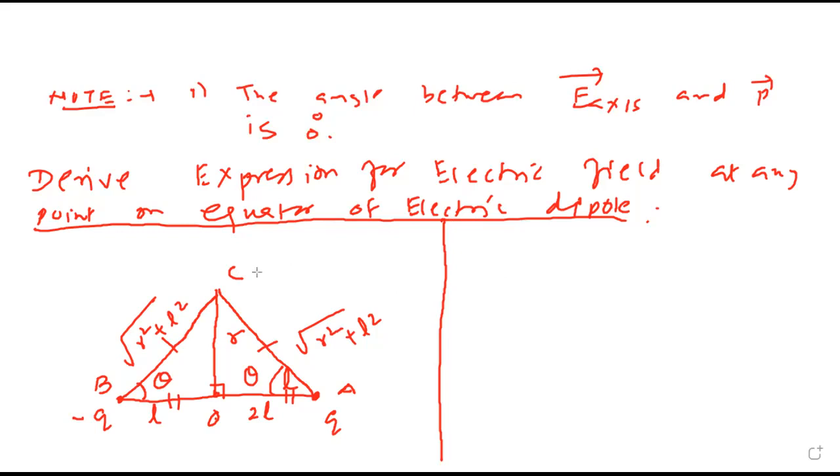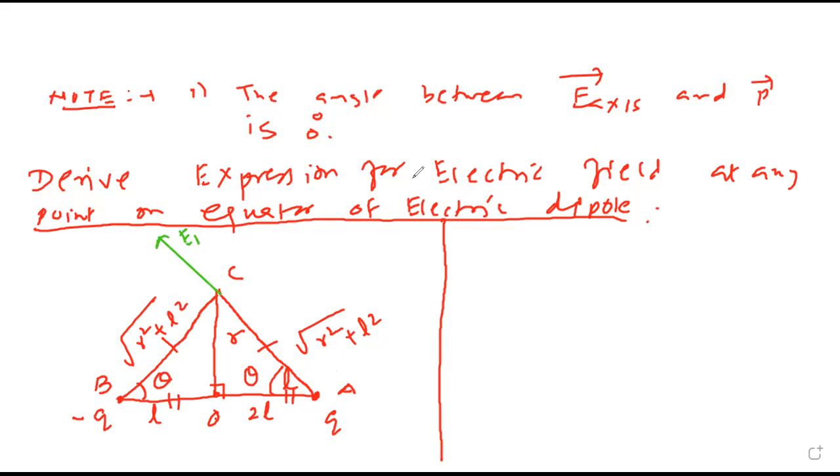Completed diagram. Now, intensity at point C due to positive charge will be directed outward or inward or in any direction? It will be outward along the line joining that point and charge. Direction of intensity due to positive charge will be directed outward.